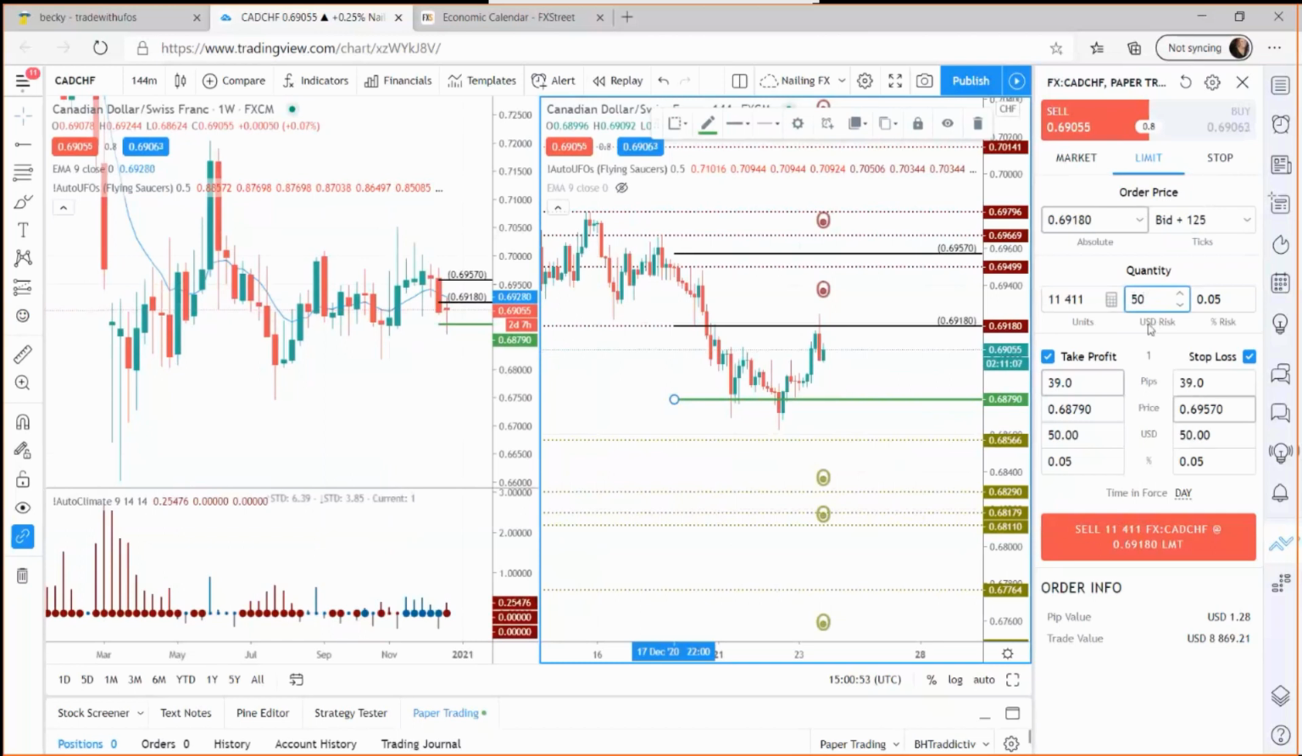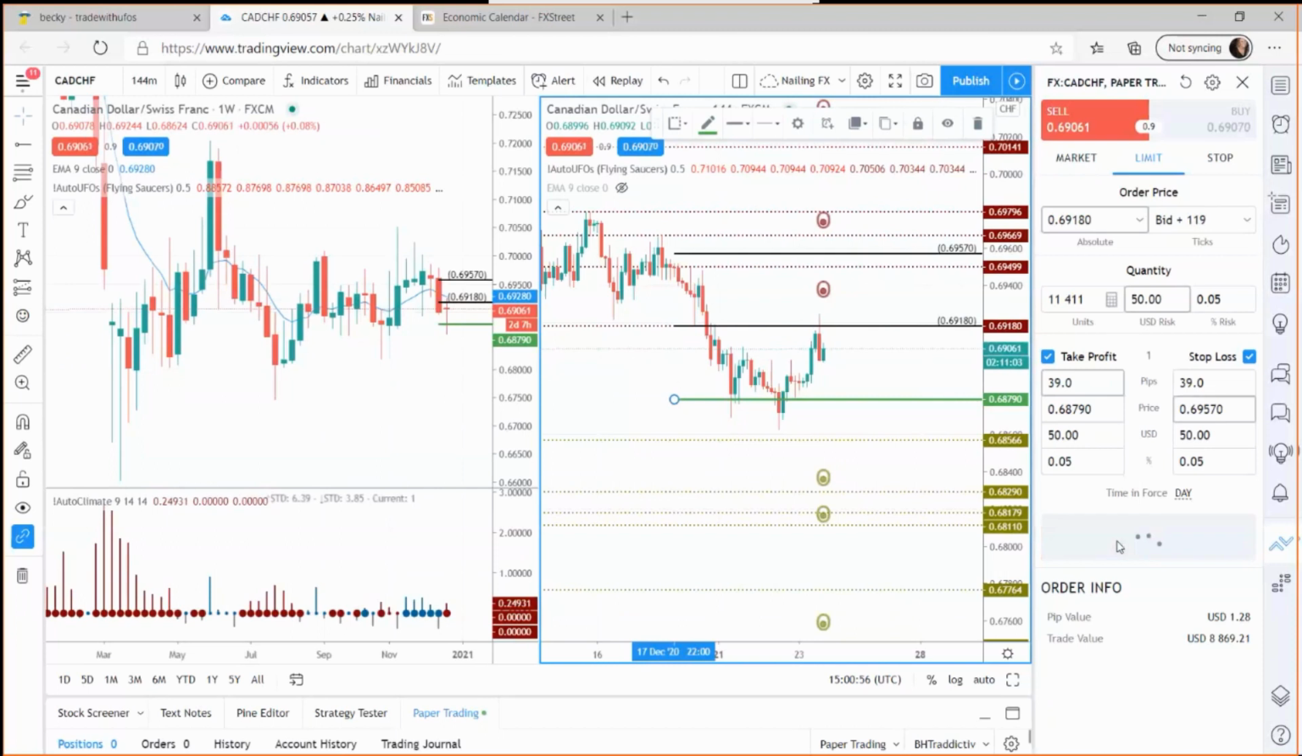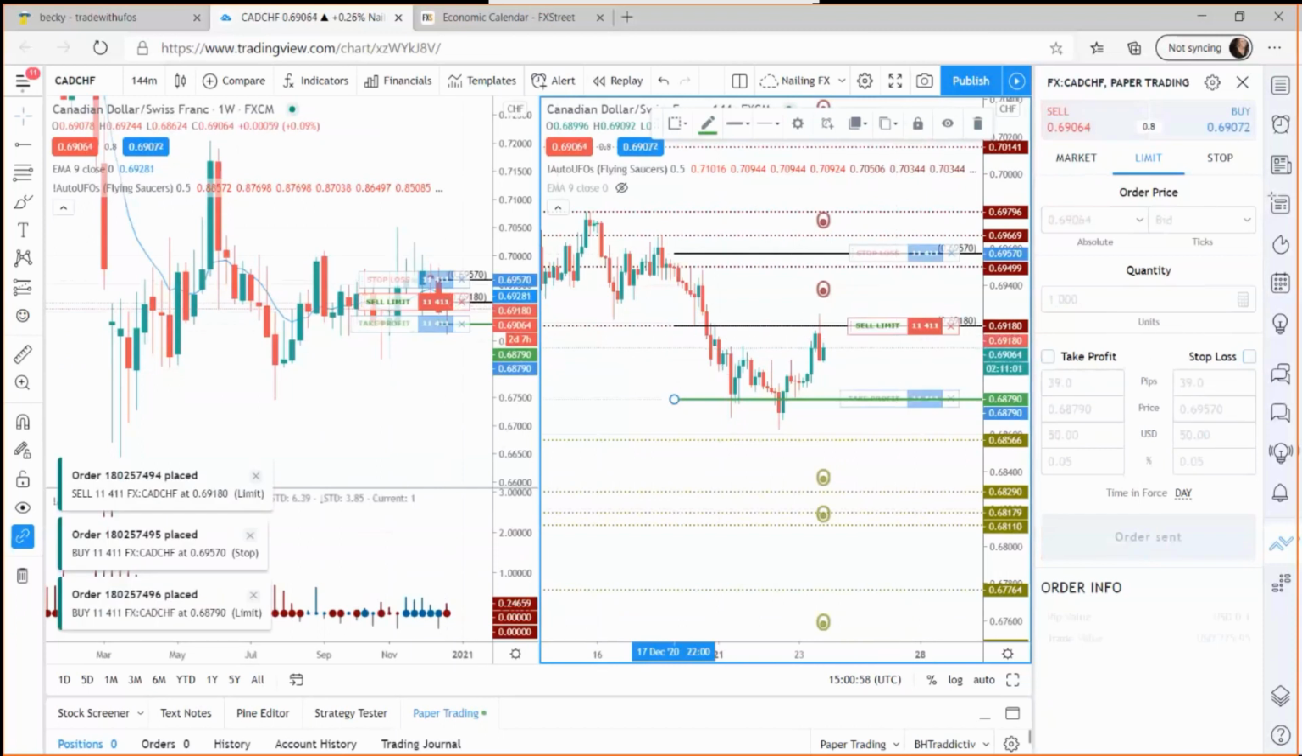It's then worked out how many units that needs to be, and I can just click sell. You'll now see that I've got these things come up telling me that my order's been placed. I also have the boxes come up on the chart to tell me I've got a sell limit at that point, stop loss at that point, and a profit at that point.